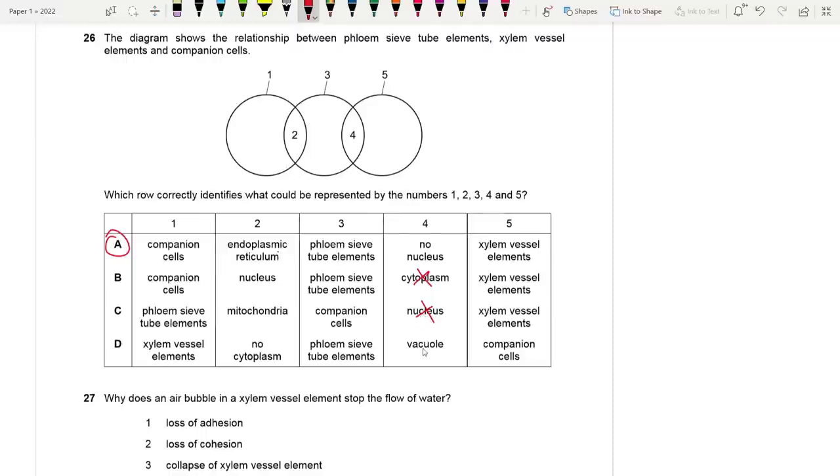Phloem sieve tube elements do not have... Wait, so xylem does not have cytoplasm, but phloem sieve tube does have cytoplasm. Remember that. It may be scanty, but there's cytoplasm, and it doesn't typically have a vacuole. Okay, so the best answer is A.